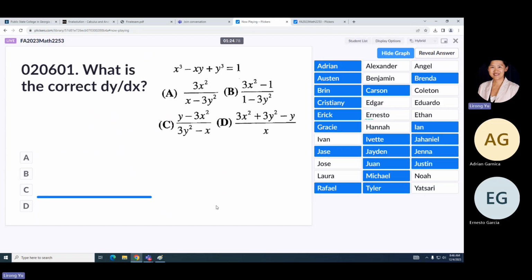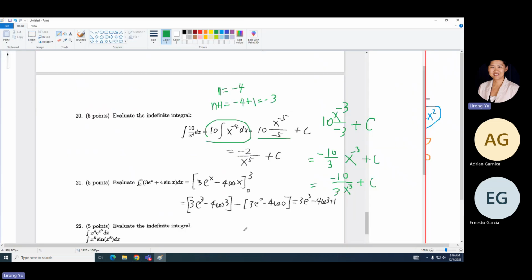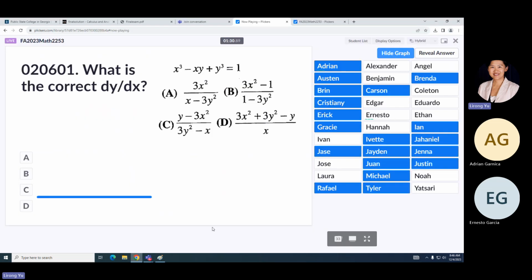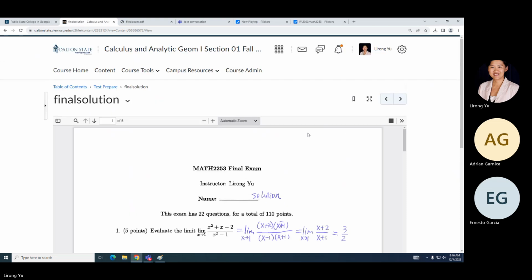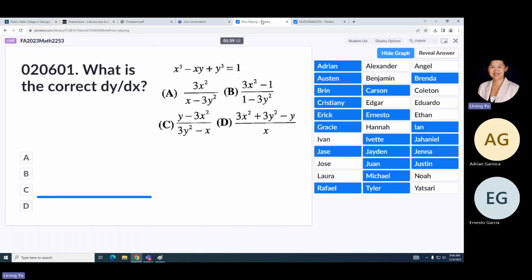Ernest, were you able to answer this question? It should be easy. You did it a while ago. Oh, okay. Yeah, the answer should be C. It's implicit differentiation. What else?